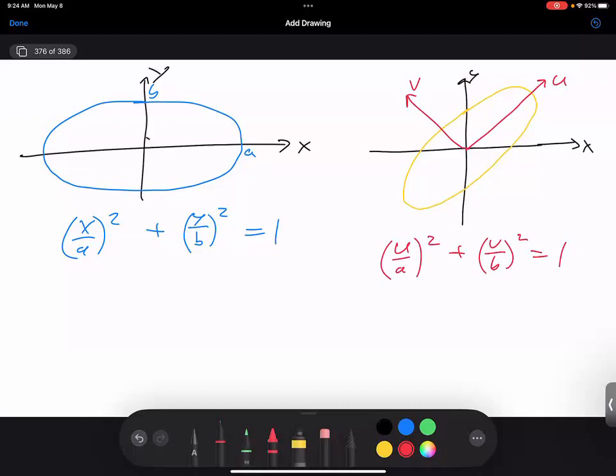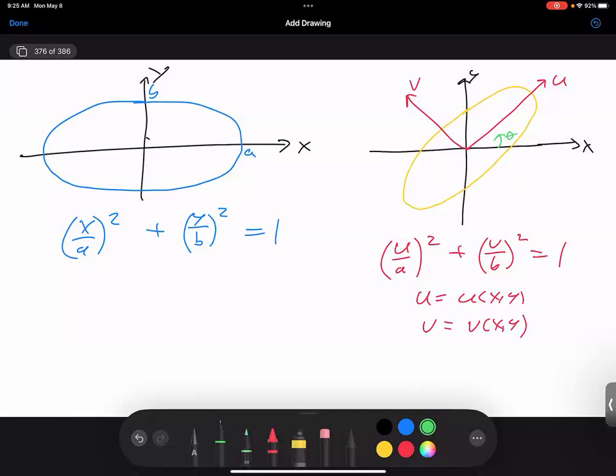And then I just write u as a function of x and y, and I write v as a function of x and y. And it turns out that there's a really nice matrix that does that. It turns out that this is a rotation by theta radians. And there's a nice way to write down what is a rotation matrix.